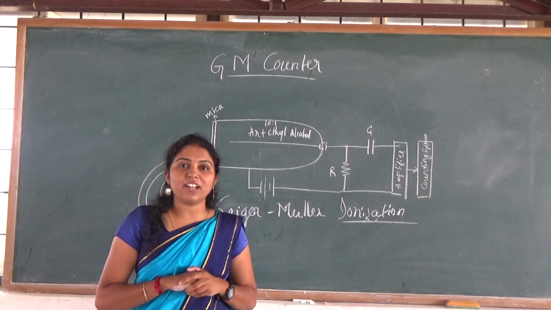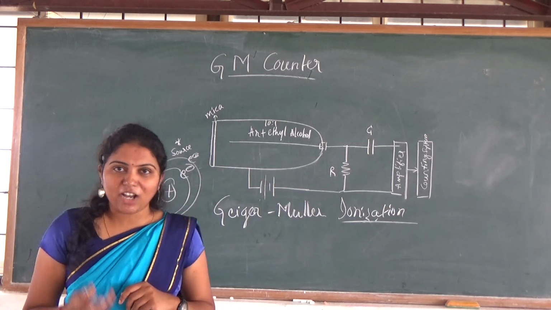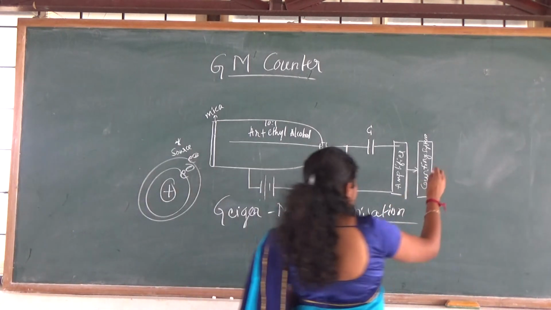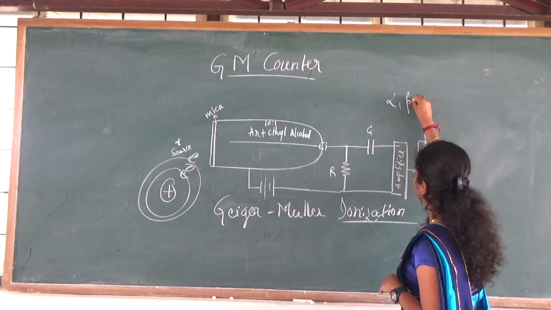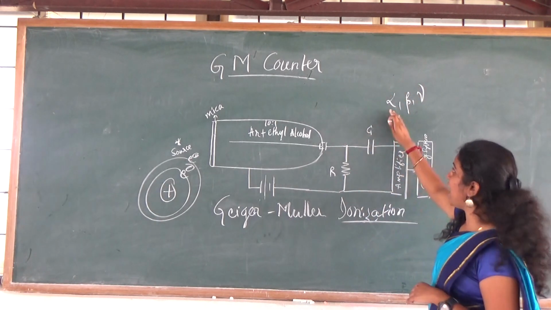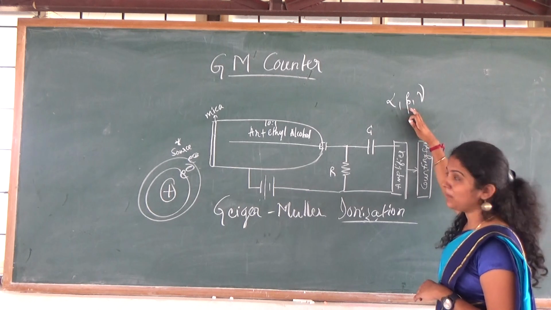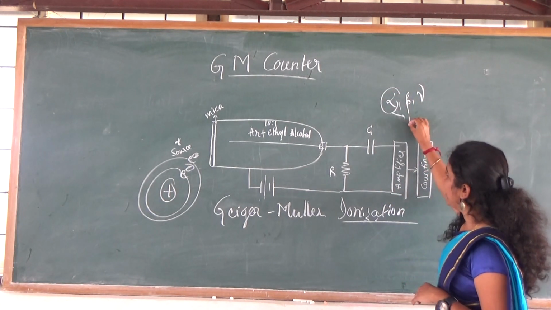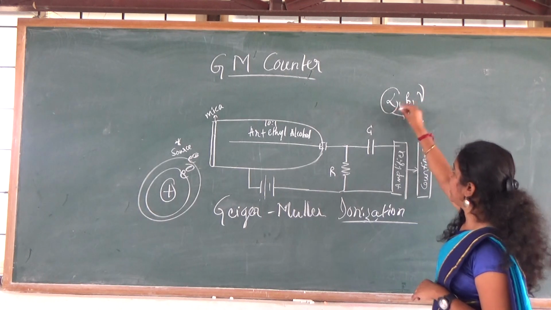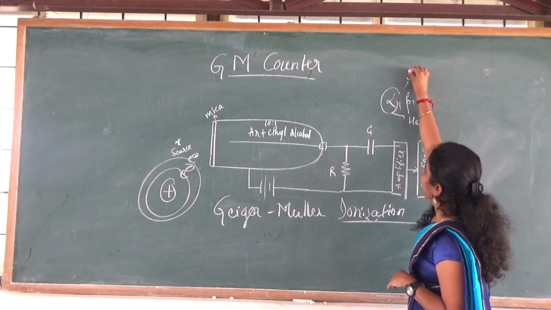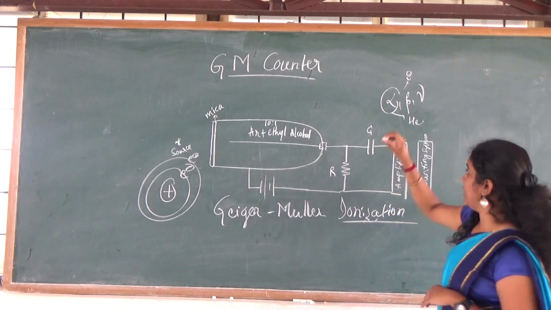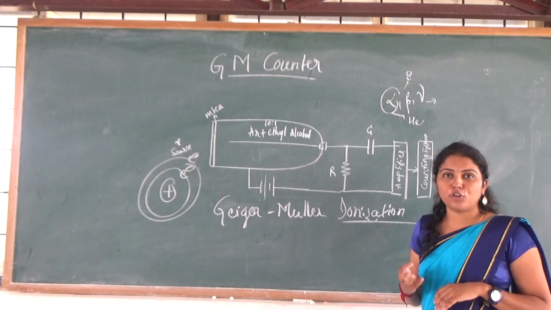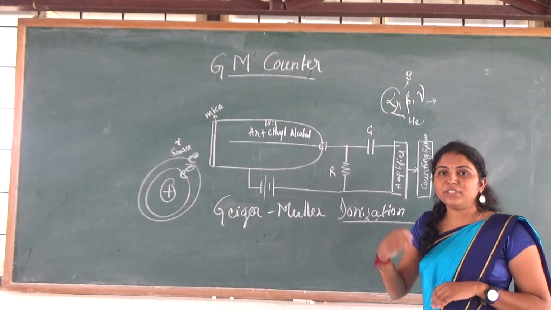So what is nuclear radiation? That may be alpha, beta, or gamma radiation. We refer to alpha particle, beta particle, but gamma radiation. Why? The alpha particle is nothing but helium nuclei. Beta is nothing but an electron coming from the nucleus. Gamma radiation is nothing but higher energy photons coming from the nucleus.